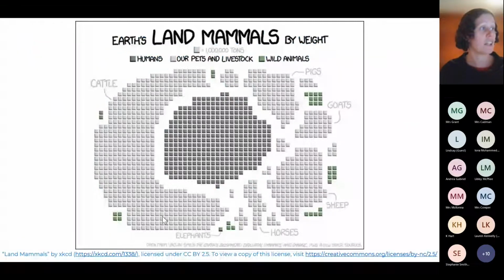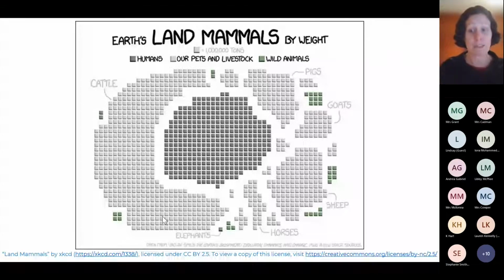So this is Earth's land mammals by weight. So it's not all animals, it's just land mammals. But it shows you from all of the land mammals on Earth, humans are the big dark grey blob in the middle, and then all the light grey blobs are our pets and livestock. So you can see the number of our pets and livestock that are taking up the planet, and all of the other land animals are squeezed into the tiny little green squares around the outside.